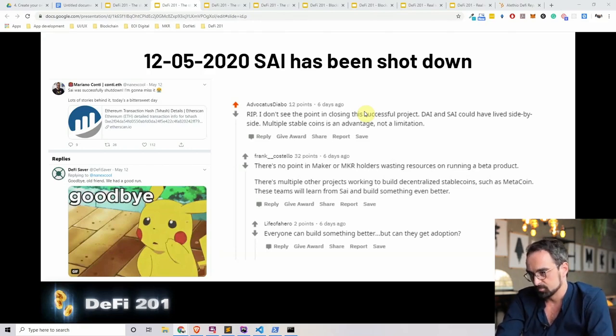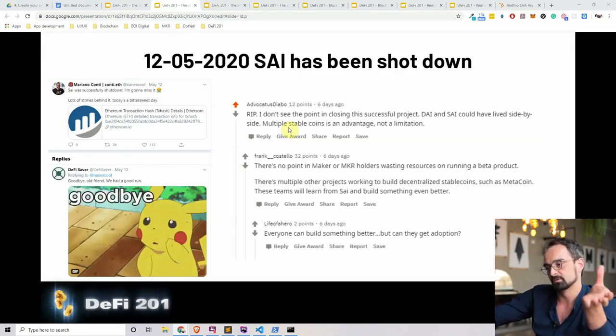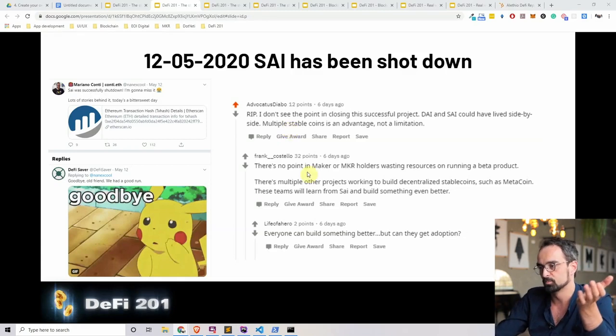So some people, as you see here in this Reddit thread that I linked also in the description below, don't see the point of closing this successful project. DAI and Sai could have lived side by side. Multiple and single collateralized DAI could have lived side by side, so that people could choose to have a single collateralized dollar and a multi-collateralized dollar. And there's people saying there's no point in Maker holders wasting resources.